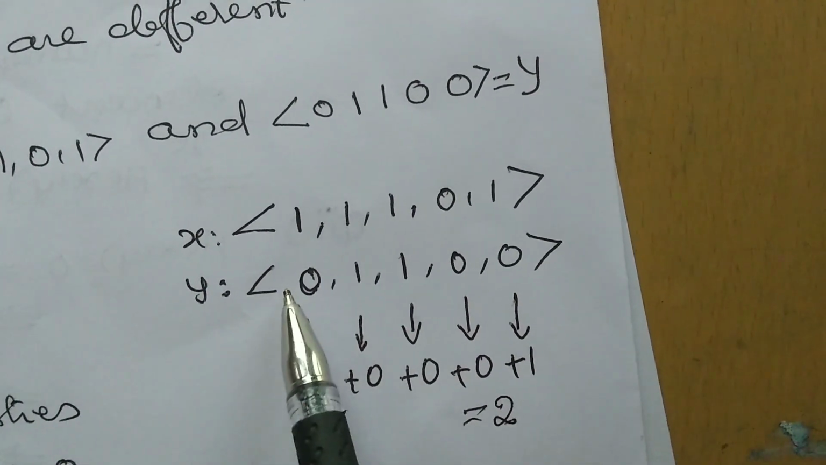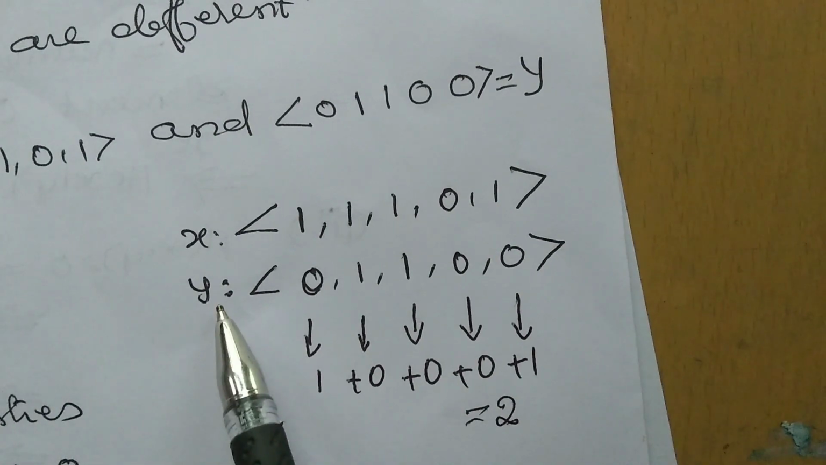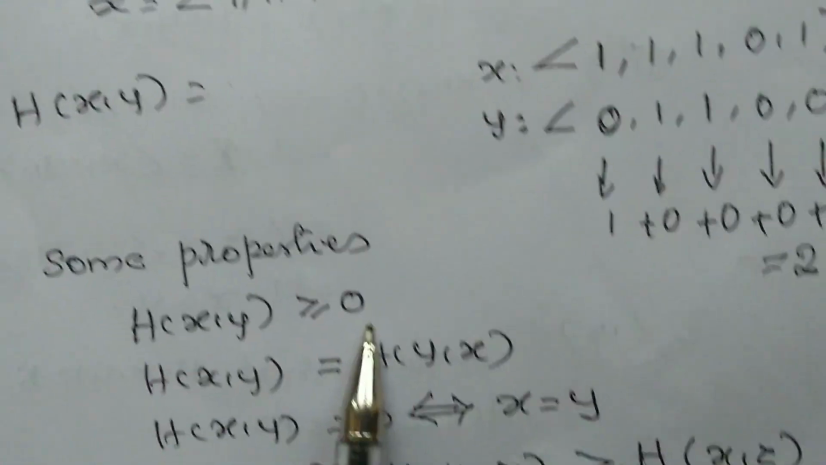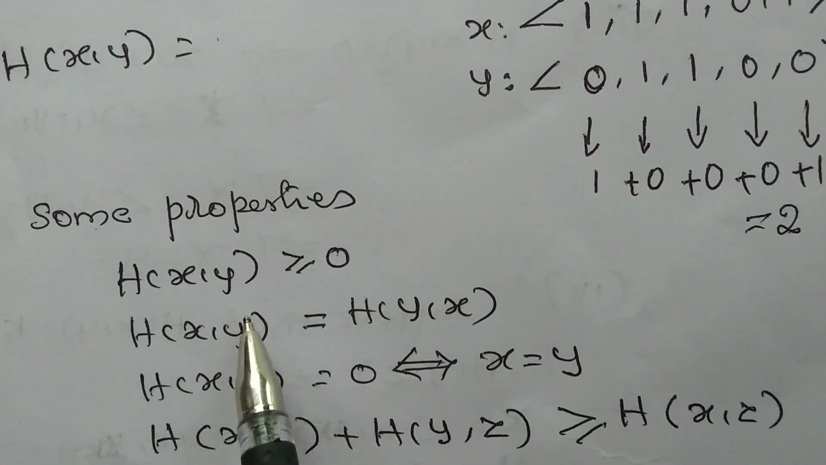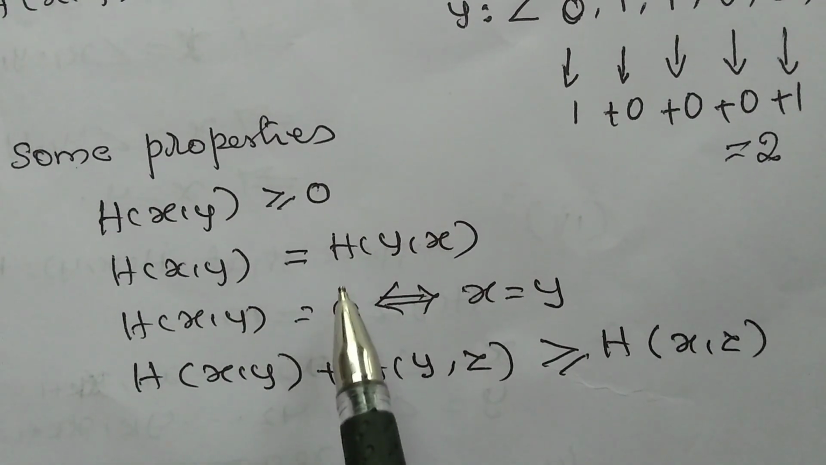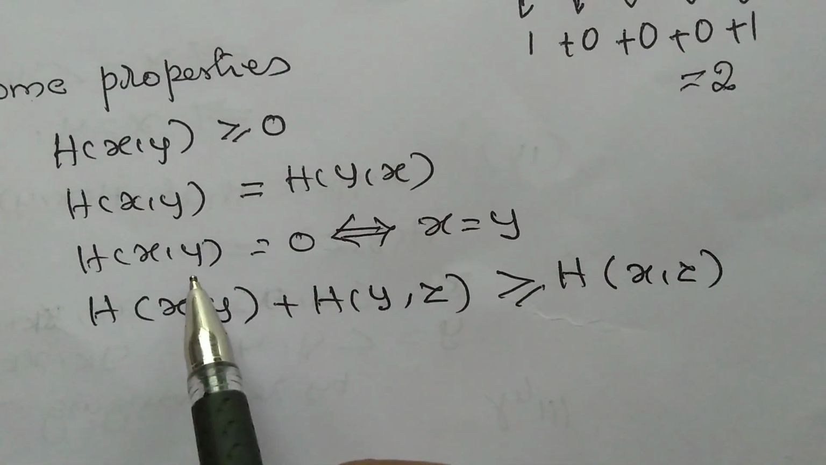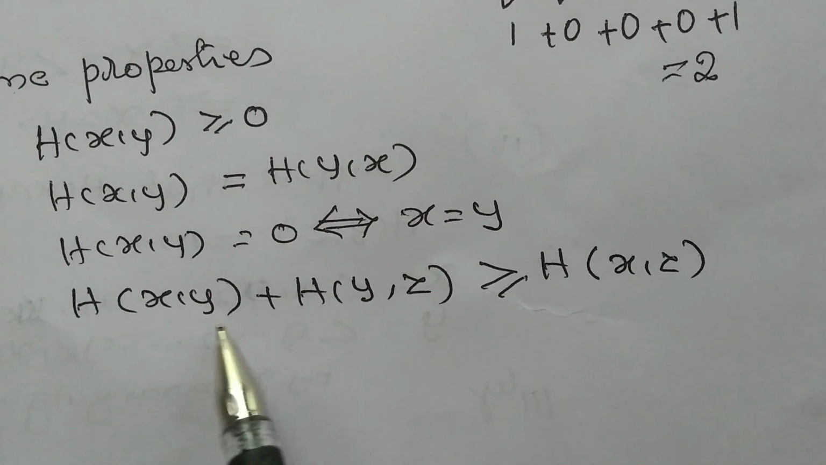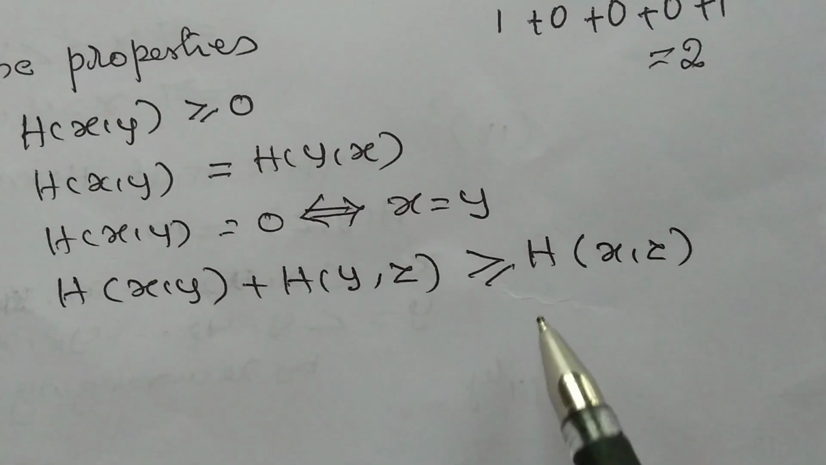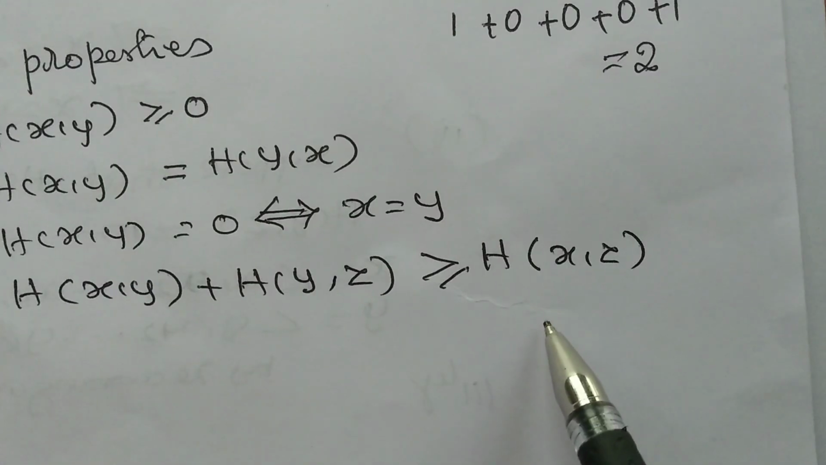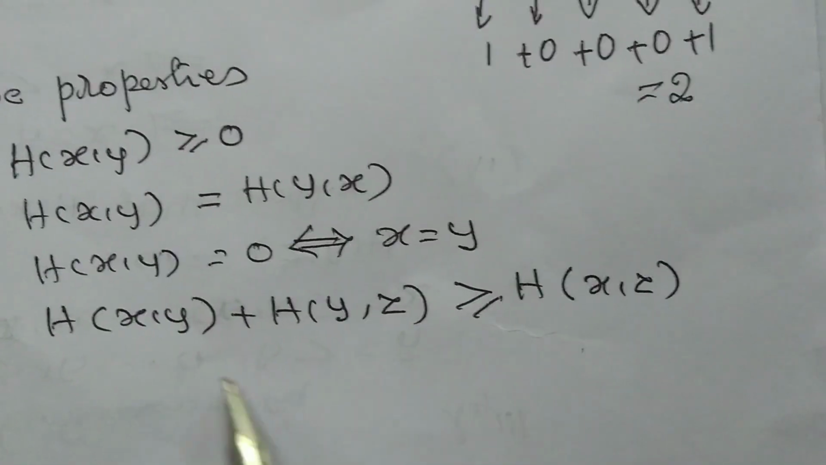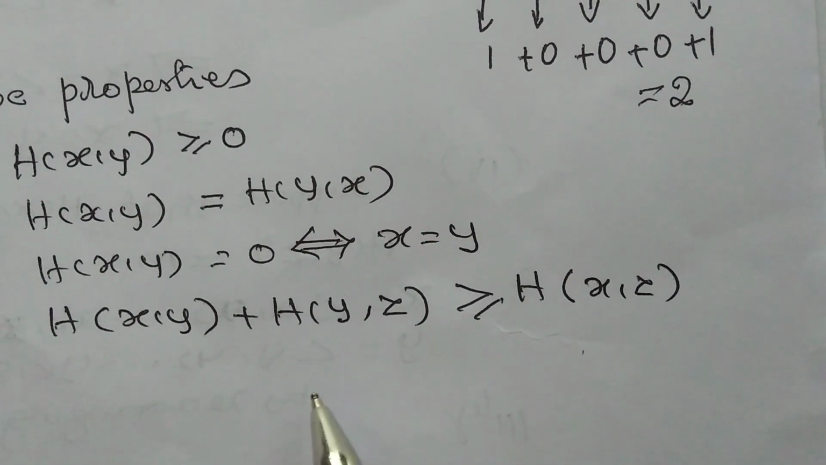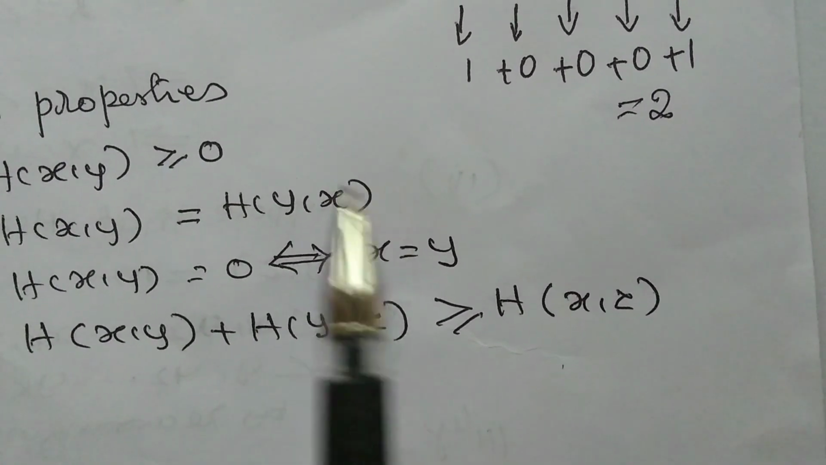So the number of distinct coordinates with respect to x, y is called the Hamming distance. Now this Hamming distance has some properties: h of x, y is greater than or equal to 0, h of x, y is equal to h of y, x, h of x, y is equal to 0 if and only if x is equal to y, and h of x, y plus h of y, z is greater than or equal to h of x, z. So this third one is called the triangular inequality. So let us prove these properties one by one.